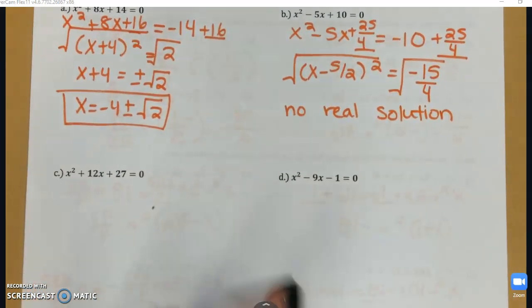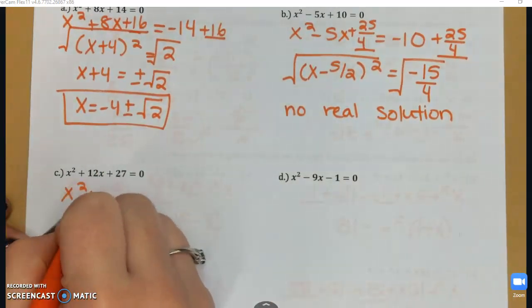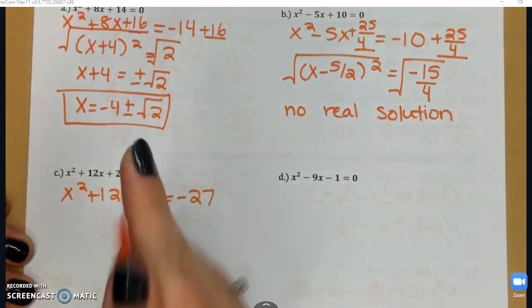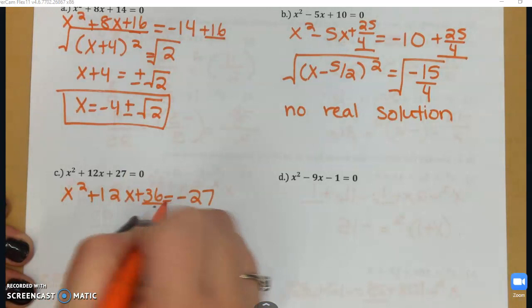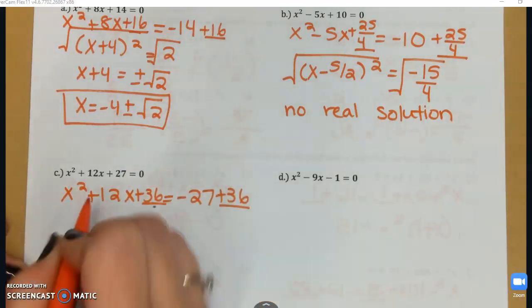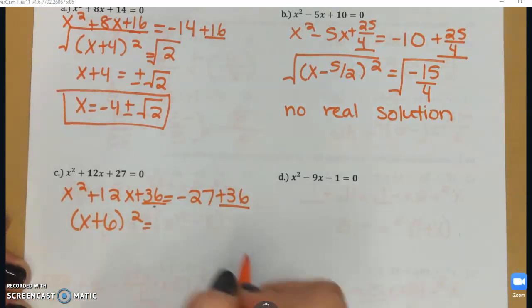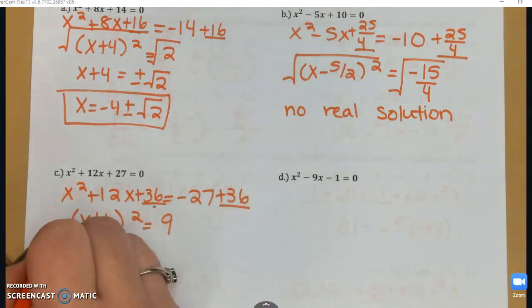On to part C, move my constant to the right-hand side. I want to complete the square. Half of 12 is 6. 6 squared is 36, so I add that to both sides. This becomes x plus 6 squared. Negative 27 plus 36 is 9.